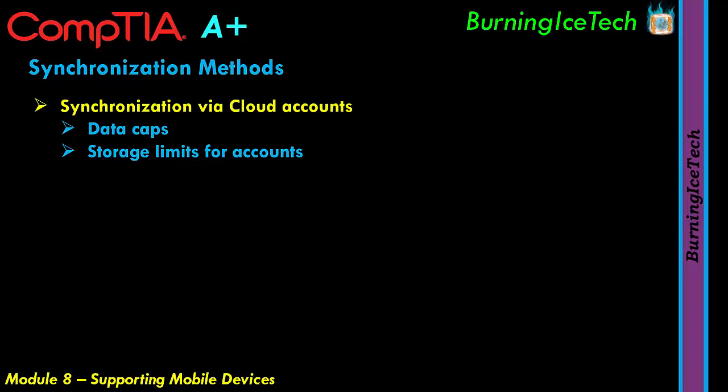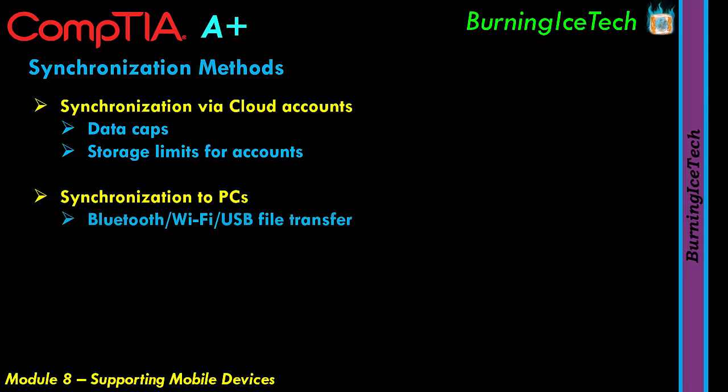Another place you can synchronize to besides the cloud is, of course, your laptop or desktop, your PCs. How you do that is up to you. This can be done via Bluetooth. I don't recommend Bluetooth because it's very slow if you're going to be copying a lot of stuff. You can do it via Wi-Fi, wireless in other words. That's a heck of a lot quicker. Or you can use good old-fashioned USB file transfer.